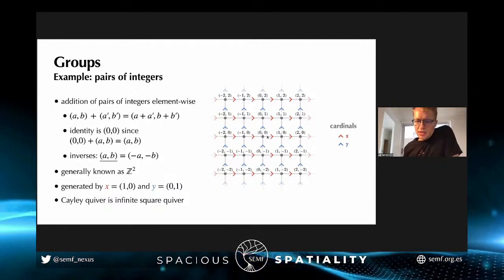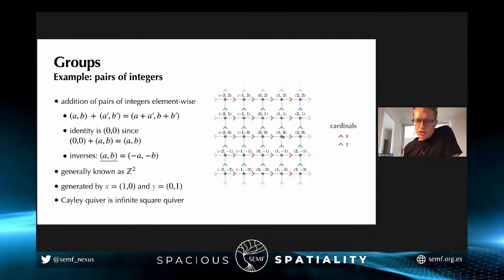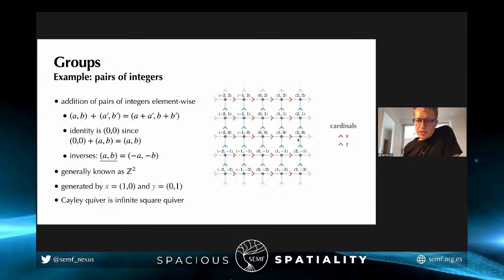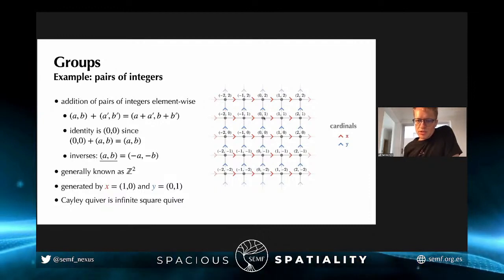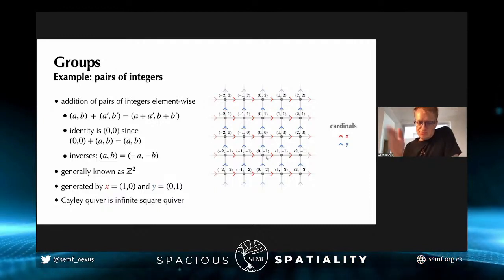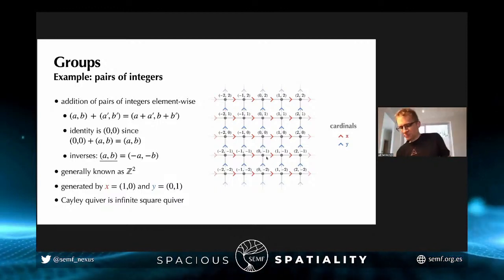And as we apply the X generator, we keep adding one to the first element of the tuple. As we apply the Y generator, we keep adding one to the second element of the tuple. So this is, in a way, a coordinate system.